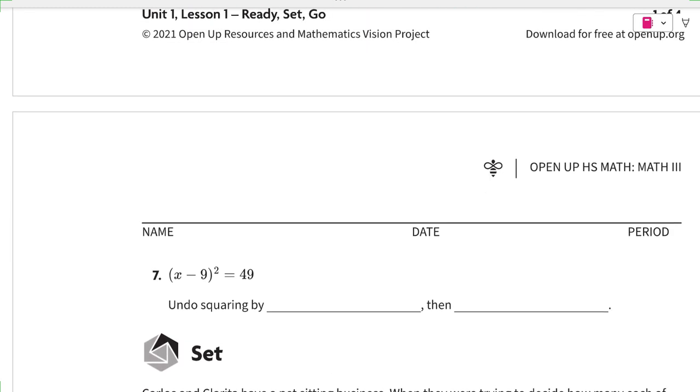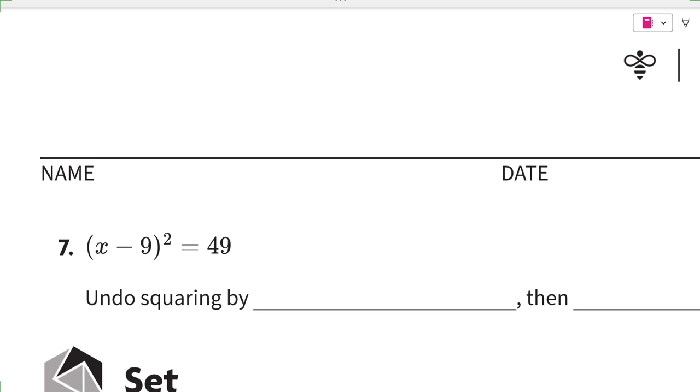Oh, we got one more, actually, one more ready problem. So here's another one that has multiple steps, right? I see x minus 9, but it's stuck in my parentheses. So the first thing I have to do is get rid of that square. So undo squaring by taking the square root.